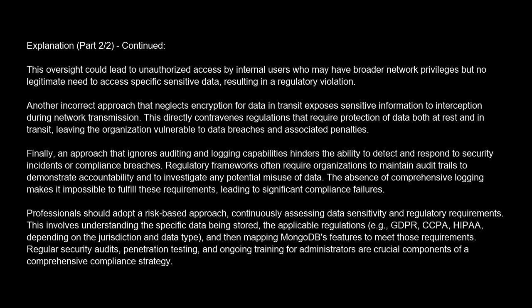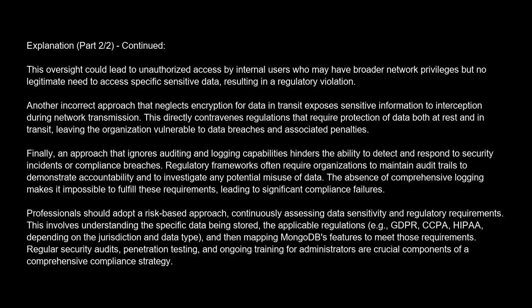Another incorrect approach that neglects encryption for data in transit exposes sensitive information to interception during network transmission. This directly contravenes regulations that require protection of data both at rest and in transit, leaving the organization vulnerable to data breaches and associated penalties.